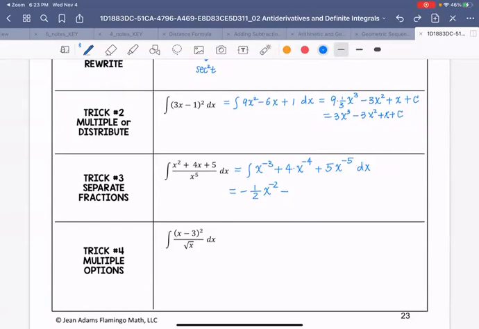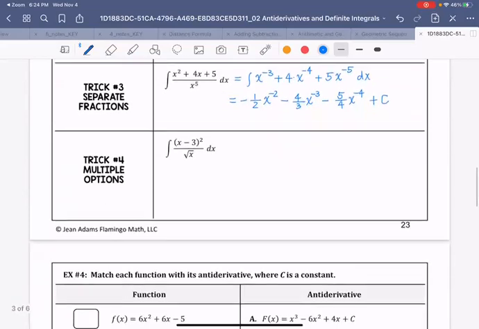What do you get? Negative 4/3 x to the power of negative 3. Very good. You get it so well now. Next one. Negative 5/4 x to the power of negative 4. Beautiful. Is that finished? Plus c.